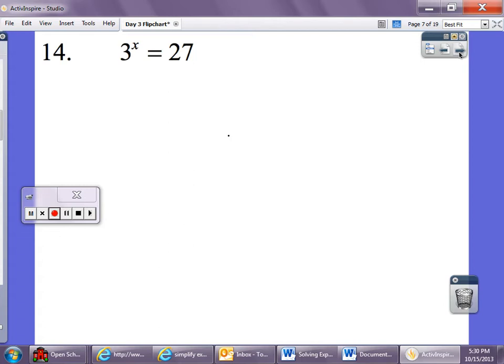If we look at 14, 3 to the x equals 27. Well, 27 is 3 times 9, and 9 is 3 times 3, so it's 3 times 3 times 3. So this can be said as being 3 to the third power. If you didn't know that 27 was 3 to the third power, that's how we broke it down. So we get 3 to the x equals 3 to the third power. Now we have the same base, so x is equal to 3.